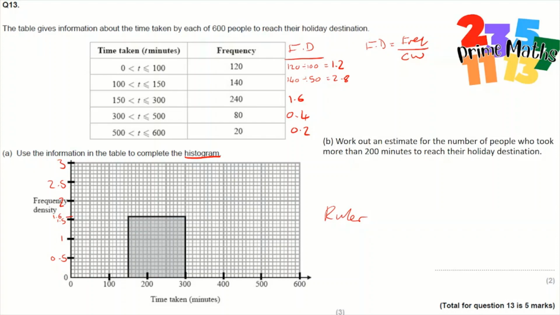The first one we have between 0 and 100 goes up to 1.2. So for 100 we go up to 1.2 and across. Between 100 and 150 it goes up to 2.8. 150 to 300 is done for us at 1.6. 300 to 500 goes up to 0.4. And 500 to 600 goes up to 0.2.